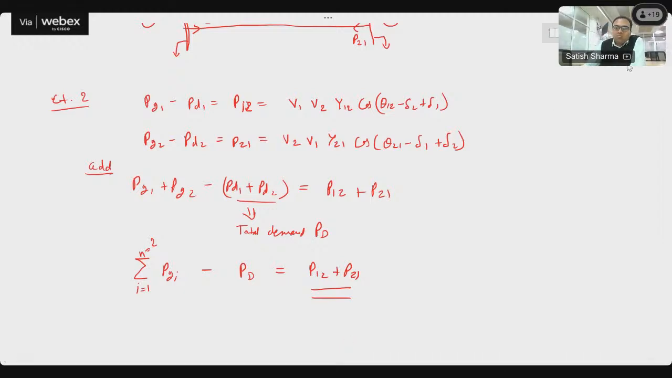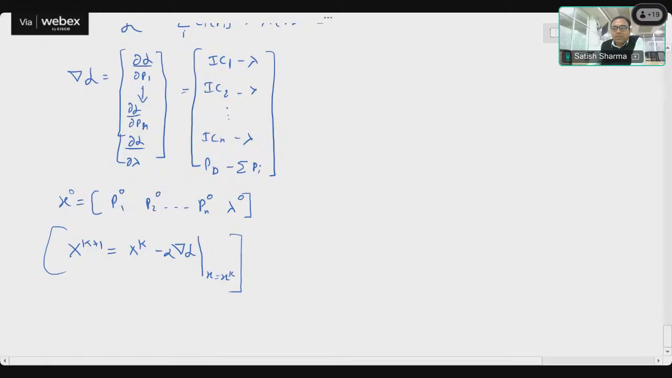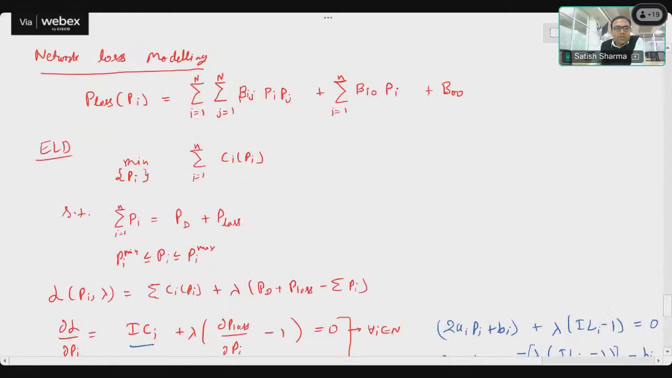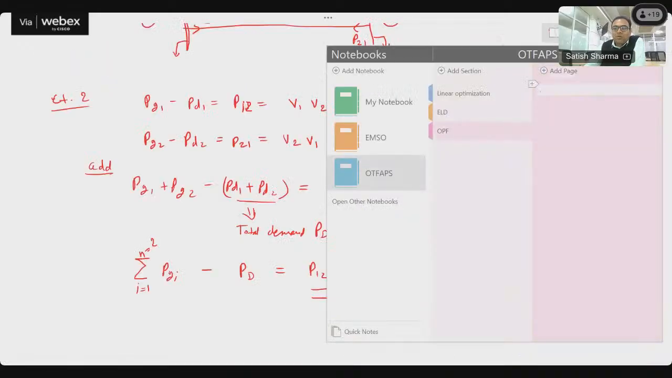So we have gone through this particular formulation earlier in the economic load dispatch, and if you see, I can write it down like this: summation of Pi minus Pd equals P loss. So this P12 plus P21 is nothing but the losses. Okay, so this term represents the loss function.